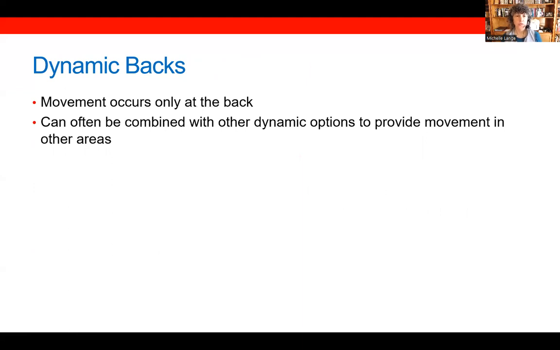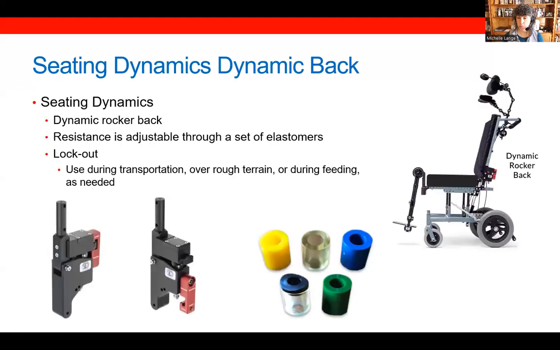So let's touch briefly on each of these dynamic seating products. So in a dynamic back, movement occurs only at the back. It can often be combined with other dynamic options to provide movement in other areas. Here you can see an illustration of the dynamic rocker back from Seating Dynamics in action.